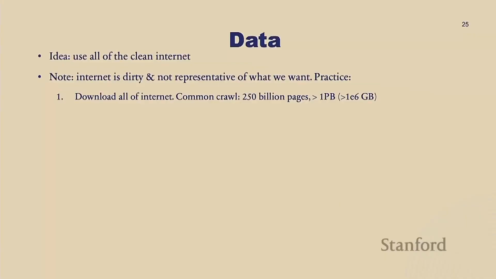And that's around 1 petabyte of data. Common Crawl is one web crawler. People don't usually write their own web crawlers. They use standard web crawlers, and Common Crawl is one of them that basically every month adds all the new websites that were added on internet and found by Google, and puts them in a big dataset. So on Common Crawl, you have around 250 billion pages right now, so 1e6 gigabytes of data.